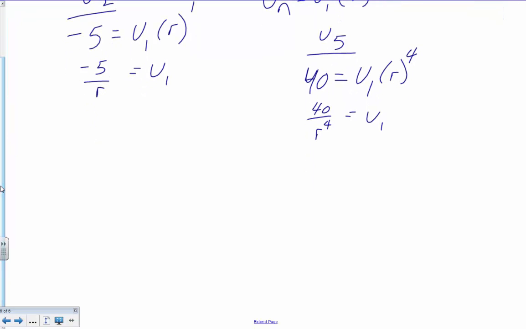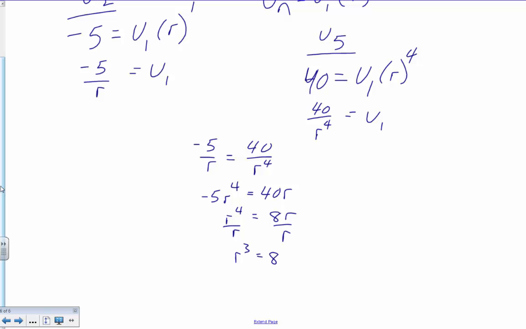What I would do now is make those equal to each other. So negative 5 over r equals 40 over r to the power 4. That's going to give me negative 5 r to the power 4 equals 40 r. I'm going to divide both sides by negative 5. So r to the power 4 equals 8r. Divide by r. That gives me r to the power 3 equals 8. So r equals 2, because 8 equals 2 to the power 3. What does u1 equal? u1 is going to equal negative 5 over 2 from this.